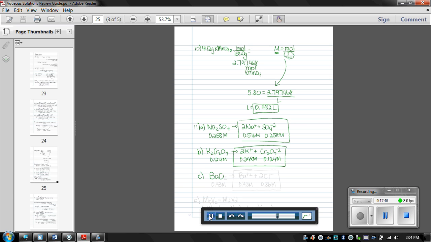So the last one is BaCl2. It's going to break up into Ba plus 2 and 2 Cl minuses. So if this is 0.43 molar, then this is 0.43 molar. So the ratio is 1 to 1. And this is 0.86 molar.